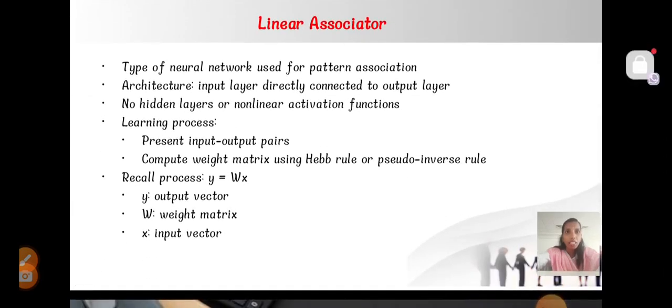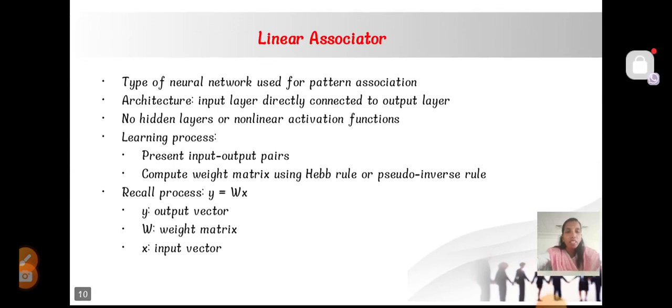Linear associator. It is a type of neural network used for pattern association. Architecture: the input layer is directly connected to the output layer, with no hidden layers and no nonlinear activation functions. Learning process: represent the input and output pairs, then compute the weight matrix using the Hebb rule or pseudo-inverse rule. Recall process: y equals W x, where y denotes the output vector, W the weight matrix, and x the input vector.